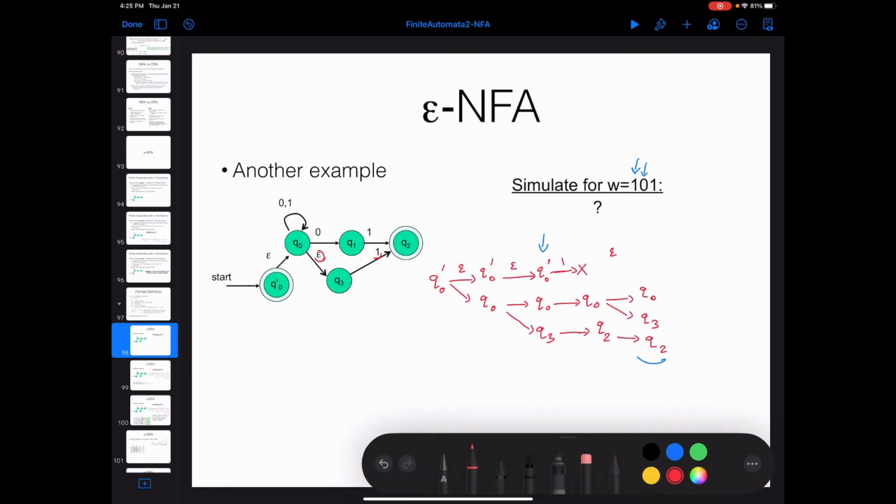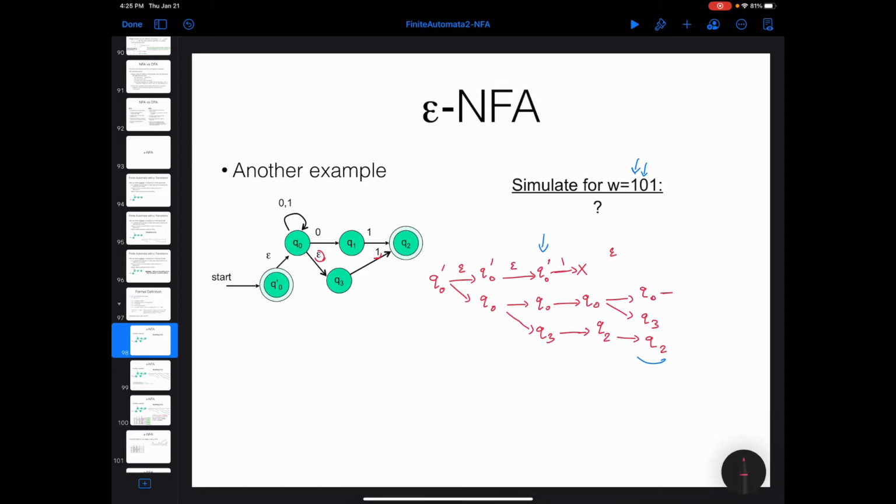0. By applying the 0 transition over Q0, you have 2 possibilities, right? You can either stay at Q0 or move to Q1 with the 0 transition. From Q3, there is no transition over 0, so this path is going to stop. From Q2, there is no transition over 0, so this path is also going to stop.